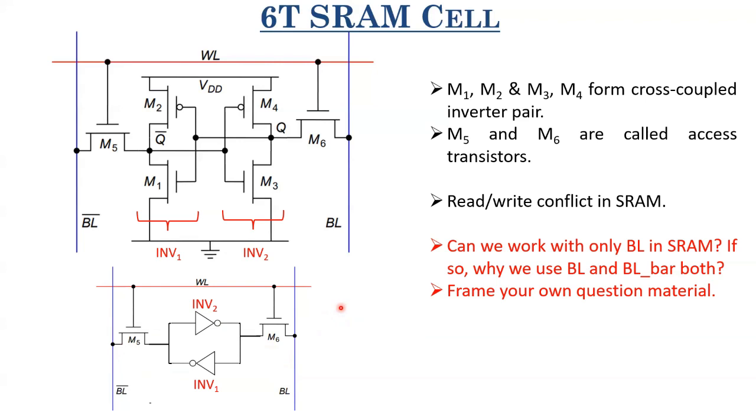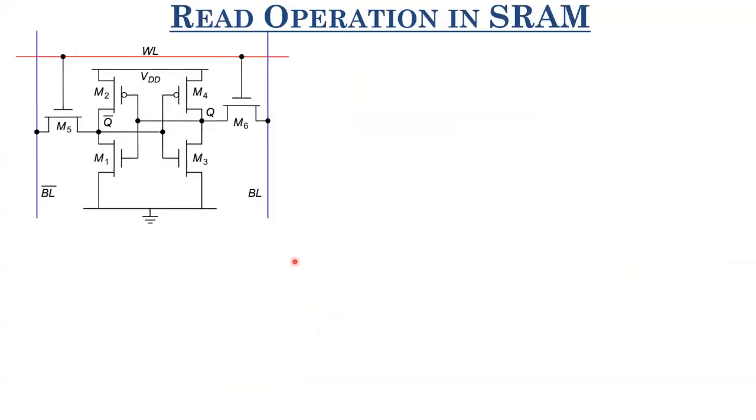So typically in any memory element, there are three operations which are very important. One is read, second is write, and third is hold. Here in this lecture, we will be covering the read operation and the write operation in SRAM cell. So this is the typical 6T SRAM cell. So what happens in the read operation?